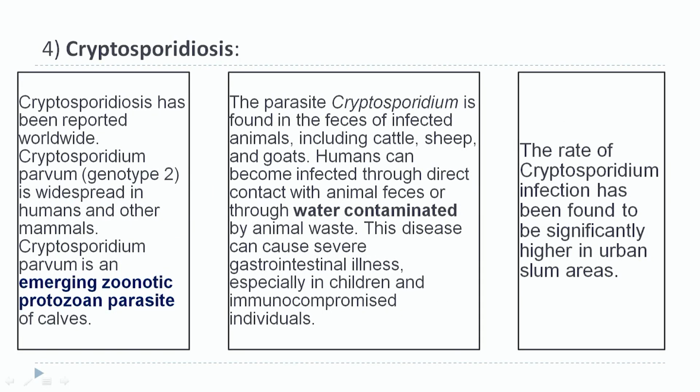The next zoonotic disease transmitted through animal waste is cryptosporidiosis. It is a parasitic zoonotic disease, and the strain mainly responsible is Cryptosporidium parvum, an emerging zoonotic protozoal disease. The parasite is found in the feces of infected animals, that is cattle, sheep and goat. Humans get infected when they come in contact with contaminated water. This disease can cause severe gastrointestinal illness, especially in children and immunocompromised people. The rate of transmission of cryptosporidium is highest in urban slum areas because of poor sanitary conditions.